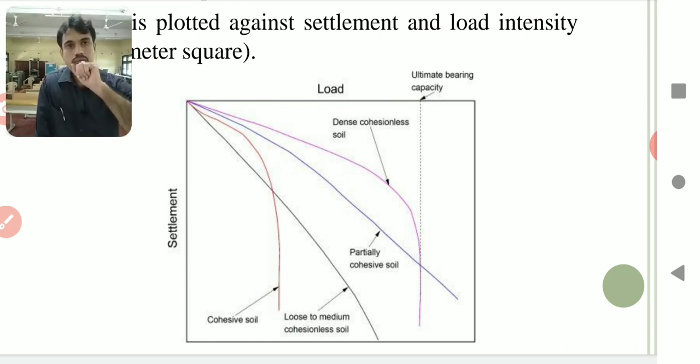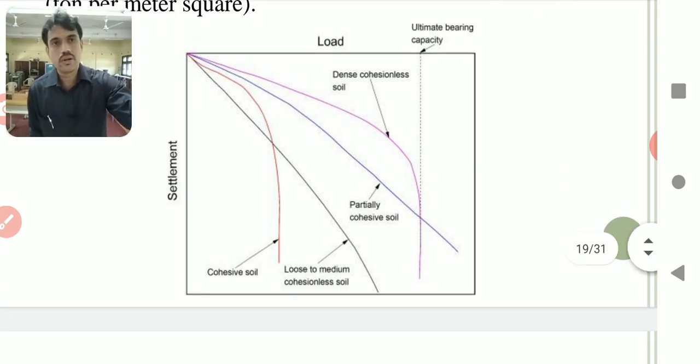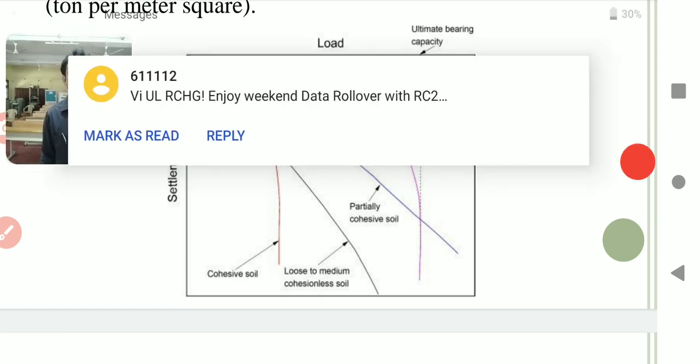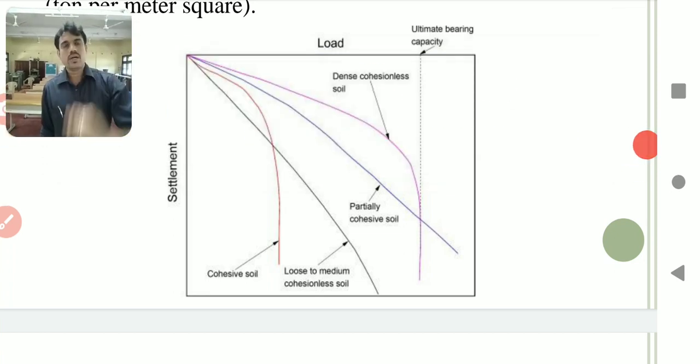And the second graph what you are observing is for non-cohesive soil, that was in black color. You can observe there, it takes a moderate loading and it gets a minimum settlement. That means compared to this cohesive type of soil, it has a moderate settlement.